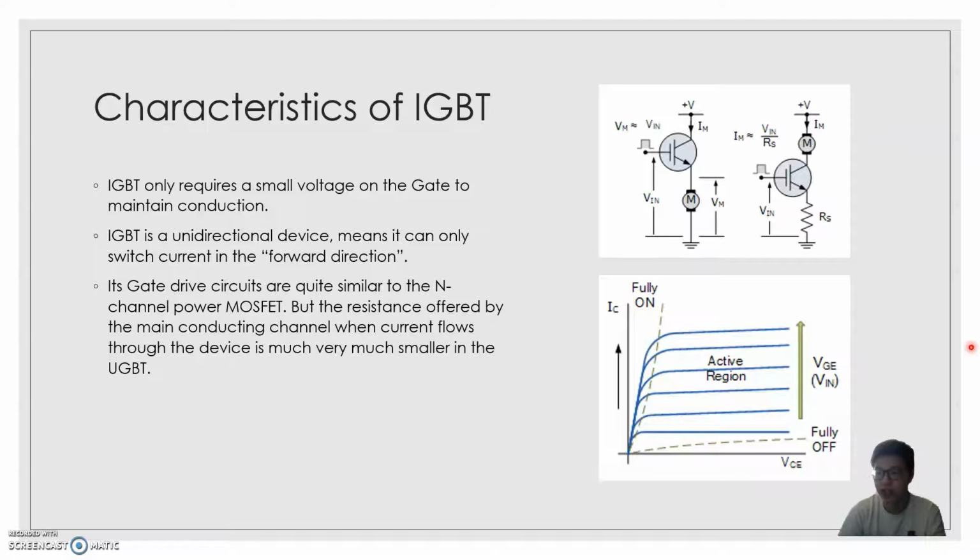It is a unidirectional device, meaning that it can only switch current in the forward direction, that is from collector to emitter. The principle of operation and gate drive circuits of the IGBT is quite similar to the N-channel power MOSFET. The basic difference is that the resistance offered by the main conducting channel when current flows through the device in its on state is much smaller in the IGBT.